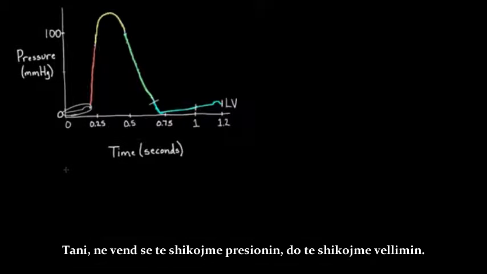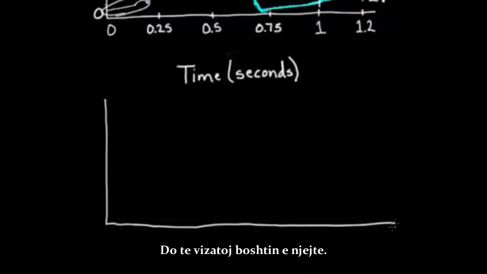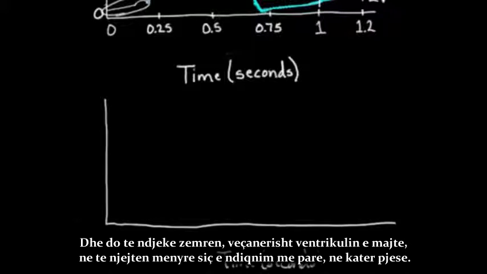Now, instead of looking at pressure, what I want to do is look at volume. And so what I'm going to do is draw out the same axis, right? So we're going to have time using seconds over here. And I'm going to follow the heart, specifically the left ventricle, in the same way I was following it before, in 4 sets, right?